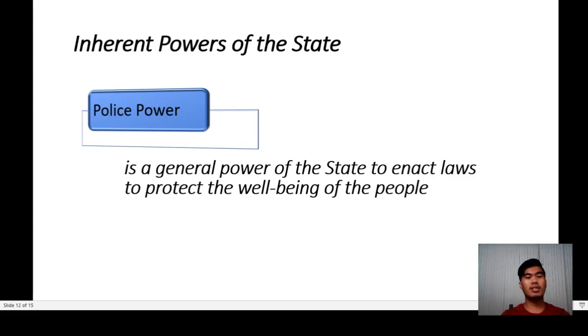Police power, it is a general power of the state to enact laws to protect the well-being of the people. Kumbaga, it is the inherent power of the state na to protect the welfare of the general.